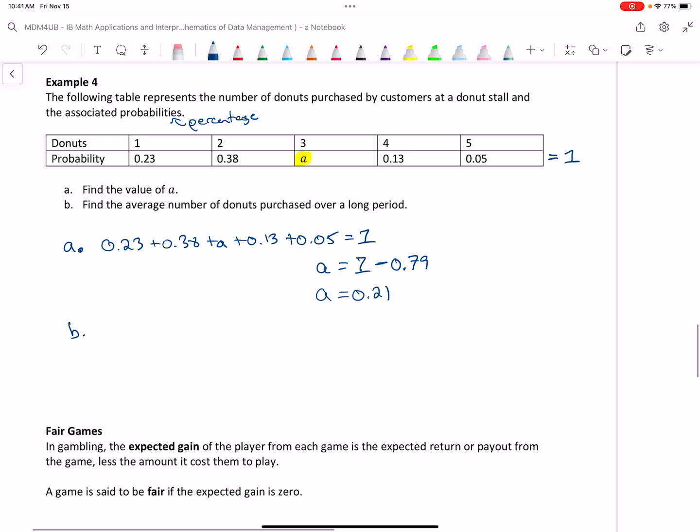So in part B, they're saying find the average number of donuts purchased over a long period. This is synonymous with the expected value. So how many donuts would you expect over time, on average, people to purchase?